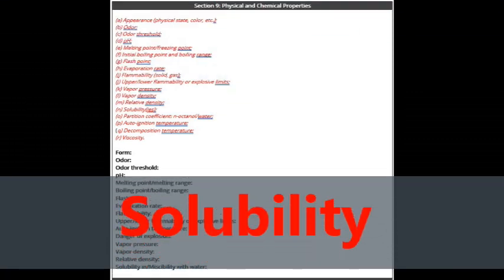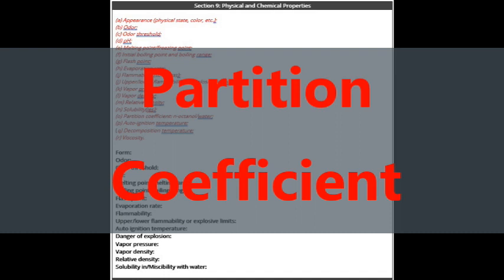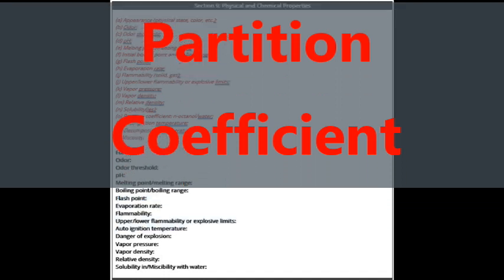Solubility. Solubility is the ability of a substance to form a solution with another substance or solvent. Partition coefficient. The partition coefficient is defined as a ratio of the equilibrium concentrations of a dissolved substance in a two-phase system. Autoignition temperature. The lowest temperature at which a chemical will spontaneously ignite in a normal atmosphere without an external source of ignition, such as a flame or a spark.